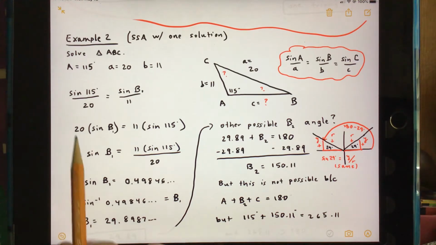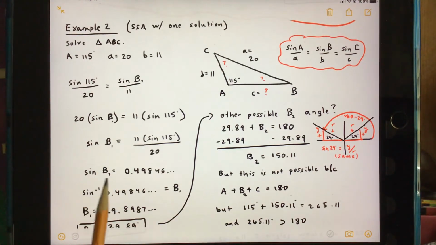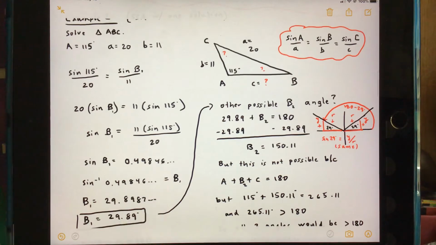And then I'm going to divide both sides by 20, and that's going to give me sine of B1, and here it is on my calculator. I keyed in 11 times sine of 115 degrees divided by 20, and this is what it gave me. A lot of numbers on my display. Then I'm going to write the inverse of this function because I want to know what my angle B1 is. I need to solve for B1. So I write sine inverse of, when we switch the number and the angle, and that's going to give me my B1. Sine inverse of 0.49846 is equal to B1.